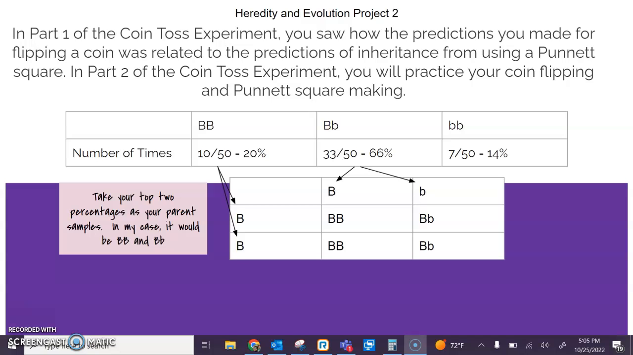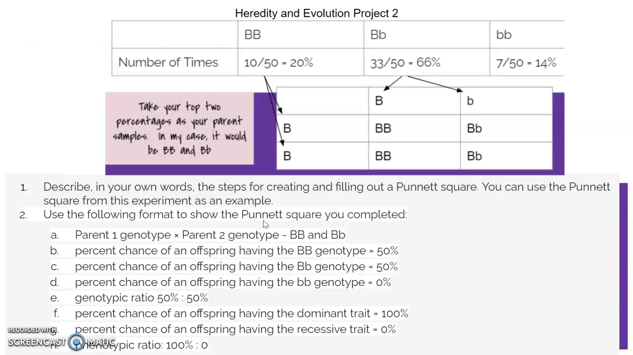Okay, and in my case, it was homozygous dominant, capital B, and heterozygous, which is capital B, lowercase b. From there, I plugged those in and made my Punnett square. Okay, so those are the first steps of this assignment. The next steps of this assignment are to answer the lab write-up questions.